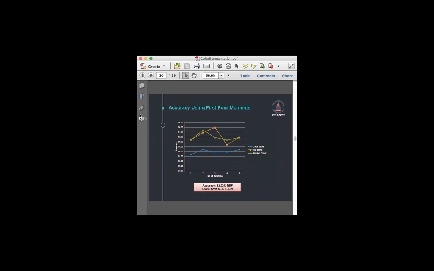So here you can see the accuracy that we achieved by using the first four movements. If we use the linear kernel in SVM, we get lower accuracy. With RBF, we have improved accuracy, and with random forest, we have improved accuracy. So here we have the best accuracy achieved by the RBF kernel SVM with these parameters, where C is 8 and gamma is 0.25, and the accuracy we achieved was 82.8%. Next slide, please.